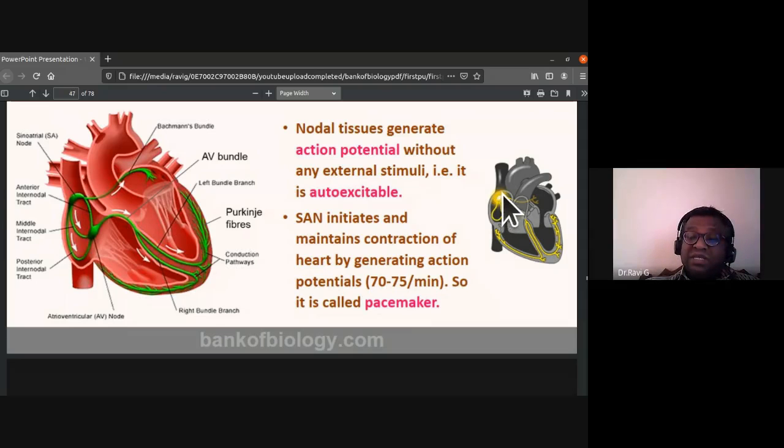Since it generates its own action potential, 70 to 75 times per minute, it initiates and maintains the contraction of the heart and is auto-excitable. So SAN is called the pacemaker of the heart. The pacemaker is also commonly called the heart of hearts.